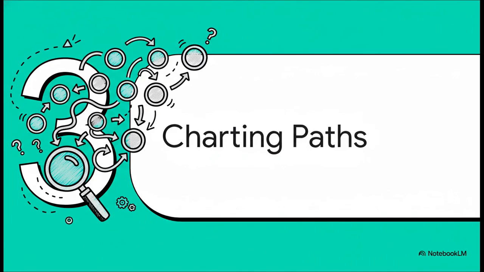So, great, we have a map of all possible states. But here's the catch. This map is usually way too big to be useful by itself. What we really need to know is how we can get from one state to another. We need to chart the valid paths.